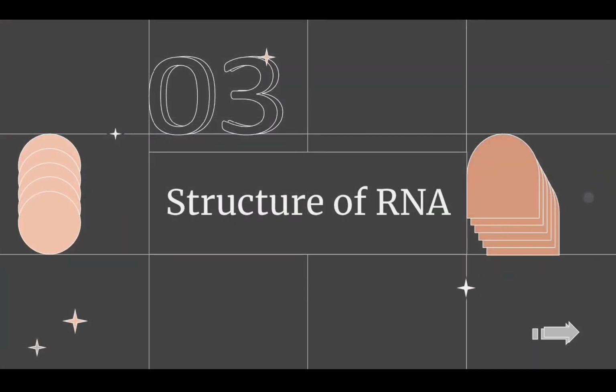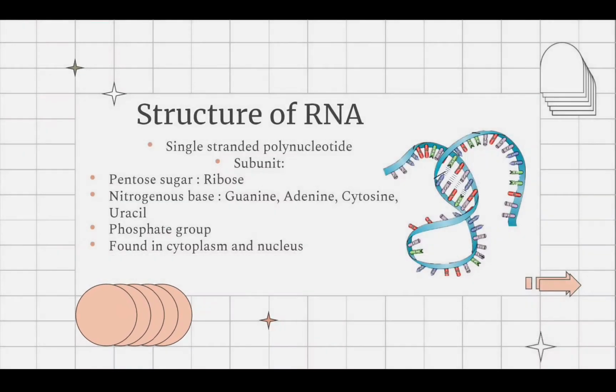Next, structure of RNA. RNA is a single-stranded polynucleotide. It is made up of ribose as its pentose sugar, guanine, adenine, cytosine and uracil as its nitrogenous base. It also has phosphate group and it is mainly found in cytoplasm and nucleus.